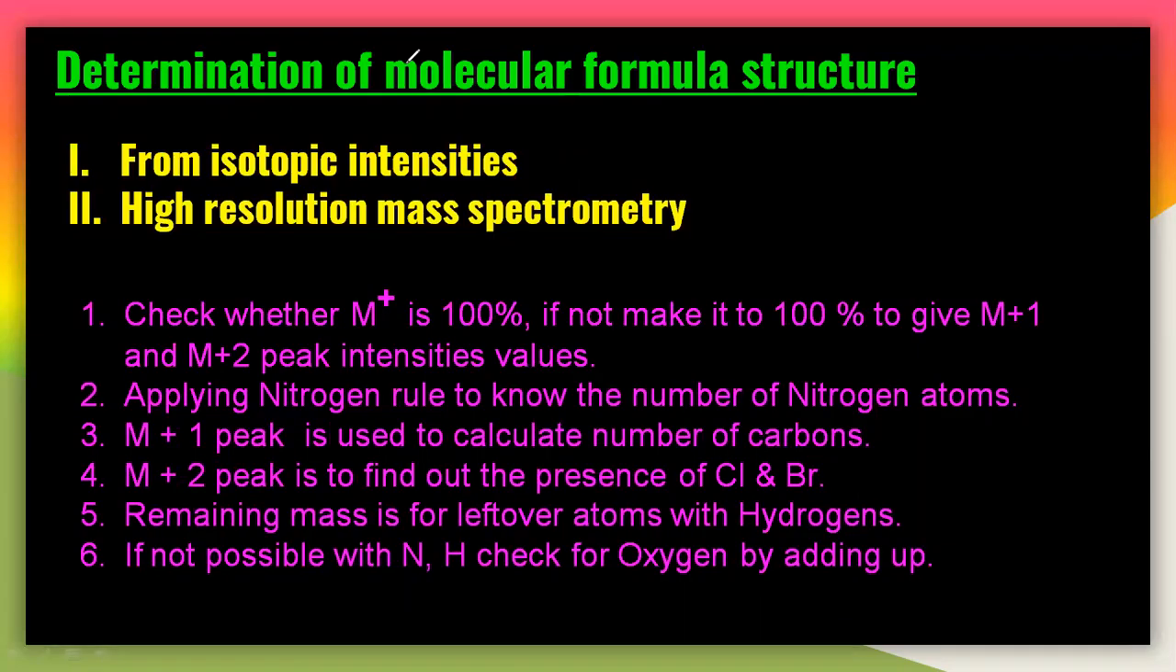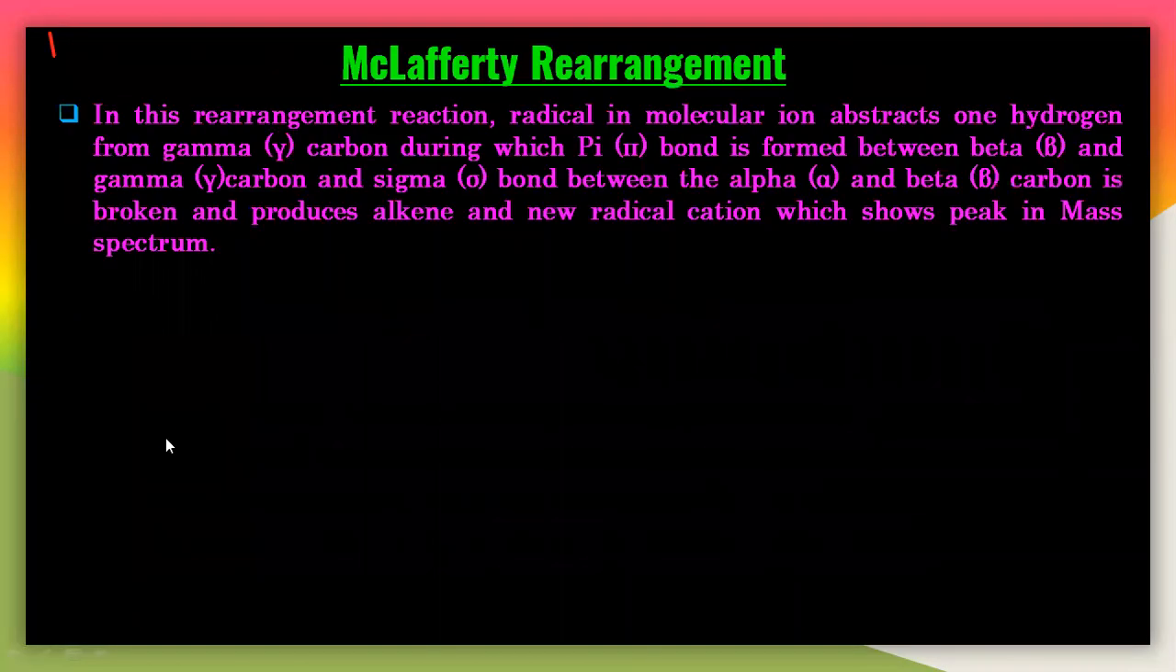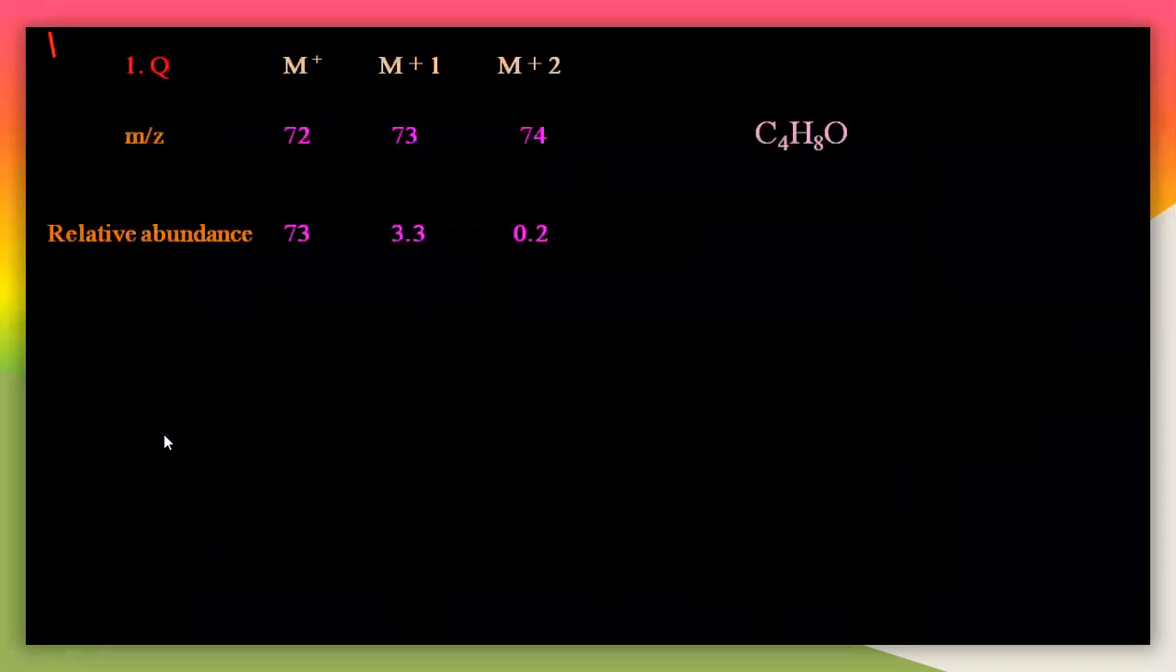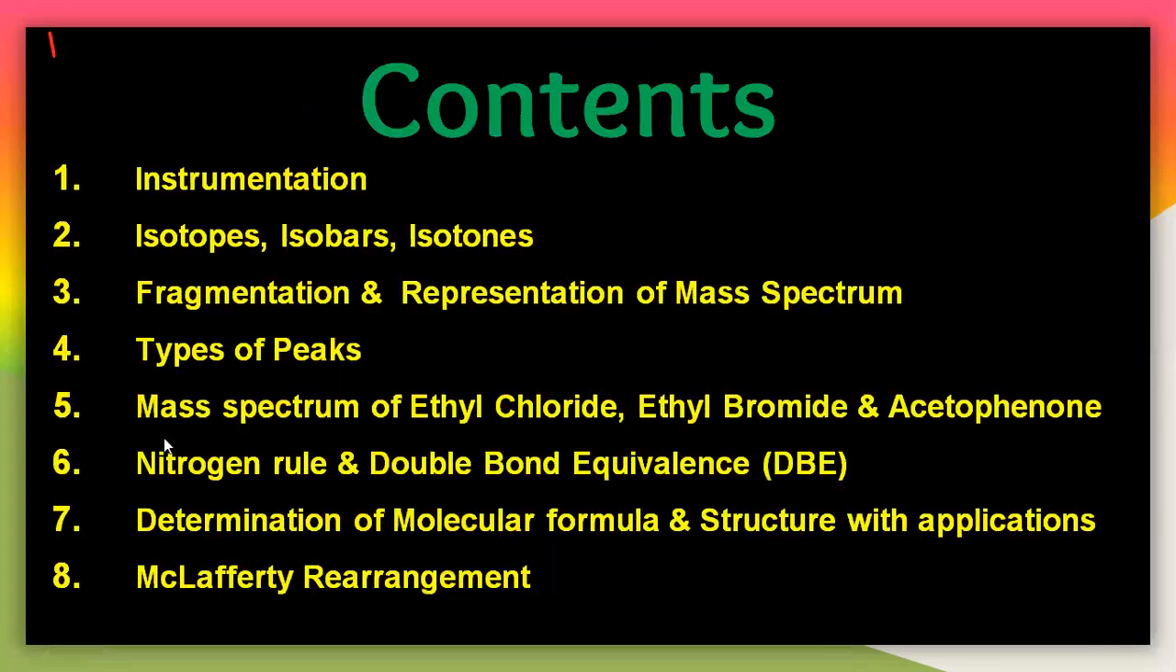So my dear students, now let us continue the last session, that is the determination of molecular formula and the structure of a particular sample here. Now in the previous session I told you about the nitrogen rule and the double bond equivalence here. And by using this nitrogen rule and the double bond equivalence, generally we have to determine the molecular formula, and also we can determine the structure, and we will see some problems with their solutions here.